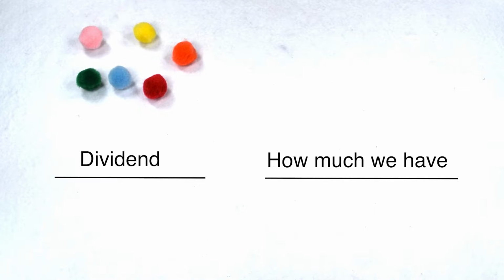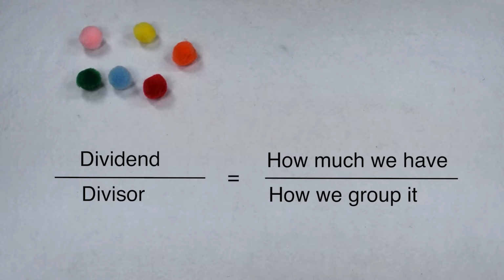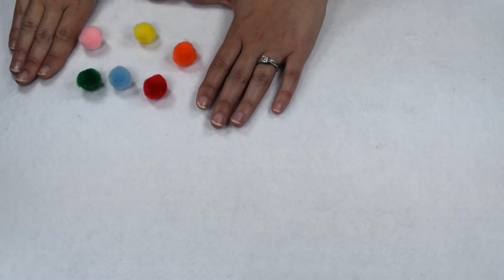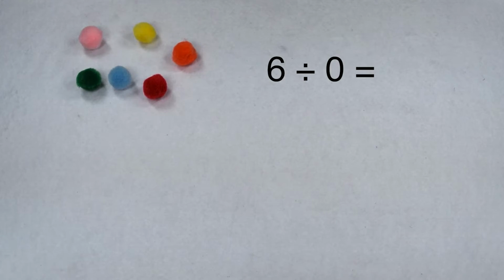problem, the dividend tells us how much we have. The divisor tells us how we want to group or share it. But what happens in a division problem is 0 is the divisor. Let's start with 6 items. We want to put them into 0 groups. How many items are going to be in each group if we have 0 groups?